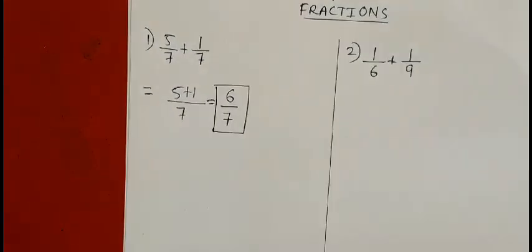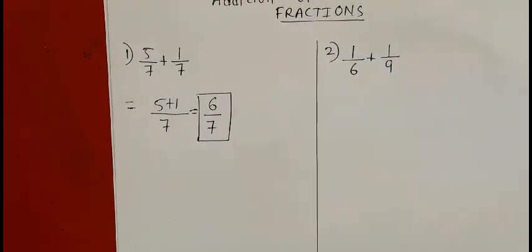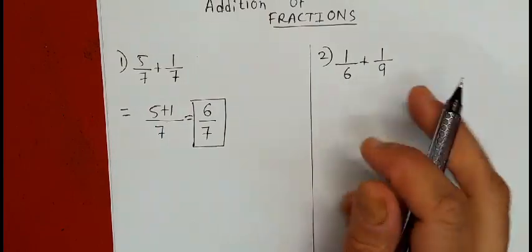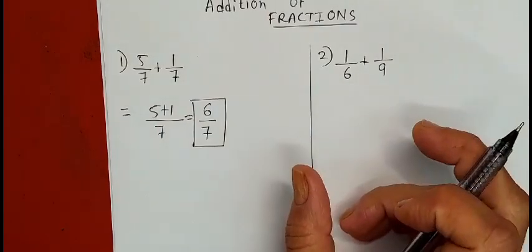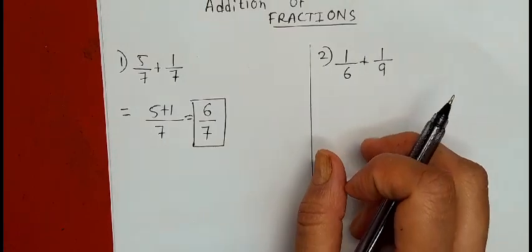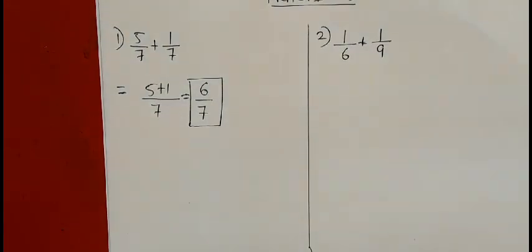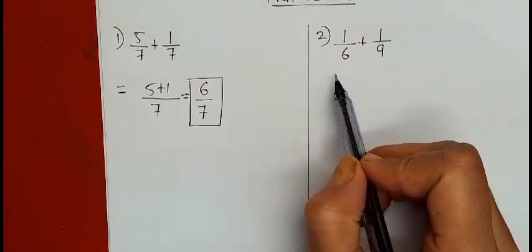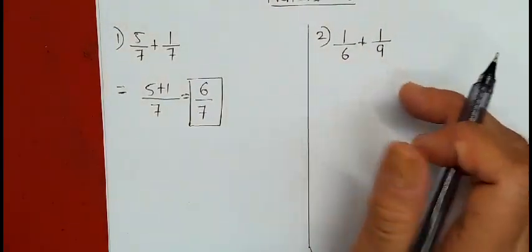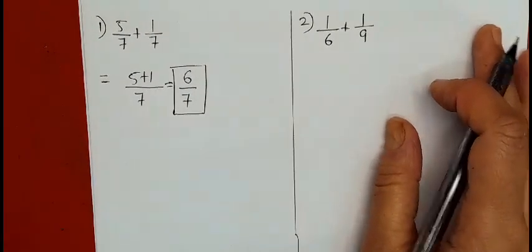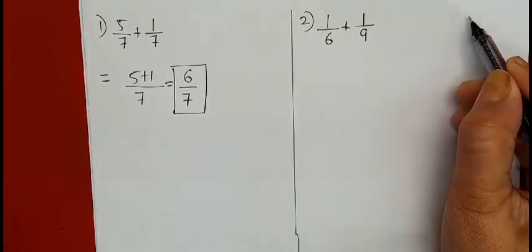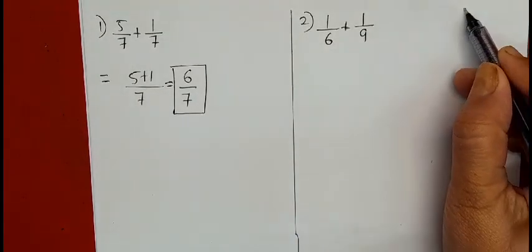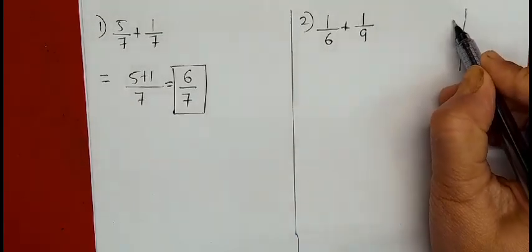Now let us see the second example. Here in the second example we have been given unlike fractions. Unlike fractions means having different denominators. So in order to do the addition or subtraction of fractions, we need to have equal denominators. Now in order to make these denominators equal, we need to find the LCM. We'll find the LCM of these denominators by the prime factorization method.